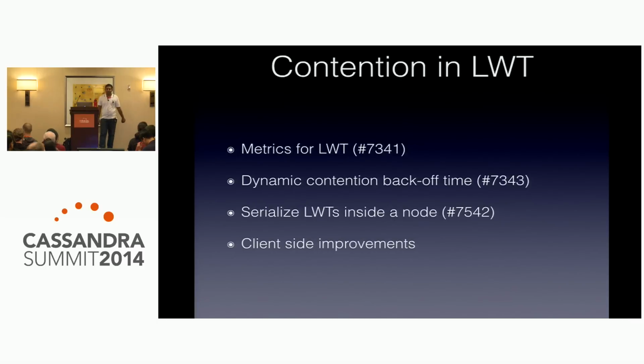Contention. Lightweight transaction is based on Paxos, and contention plays a very negative role in performance. If you are sending two instructions which will collide with each other, they can keep colliding and won't make any progress. So we wanted to see whether it's a problem in our system, whether we are actually facing contention. So we added metrics for lightweight transactions in which you can see whether you are actually seeing contention.